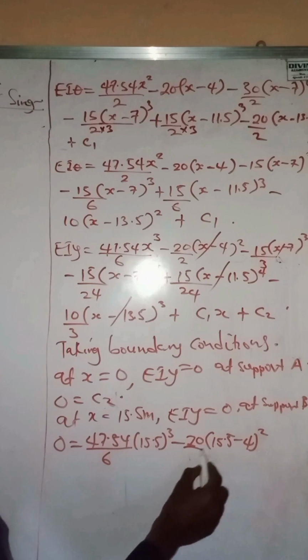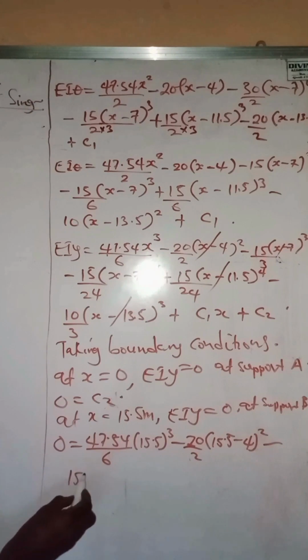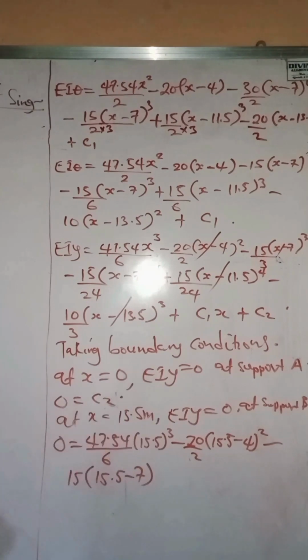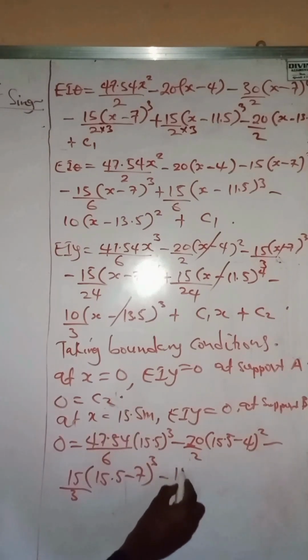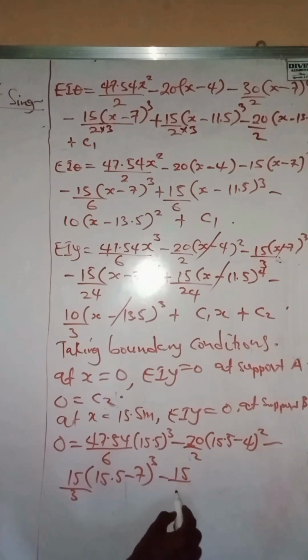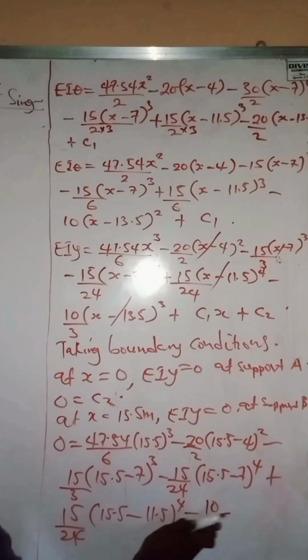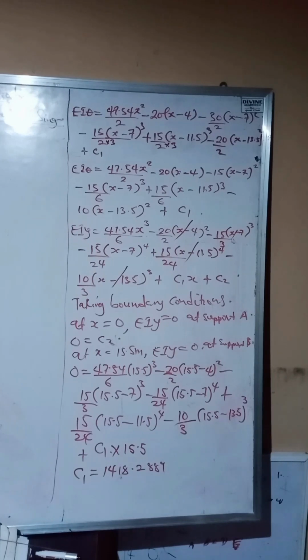Once we are able to do that in the deflection expression, we can now get our constant C1. We've already known C2 to be 0, so we need constant C1. So let's obtain our constant of integration C1. That's 10 over 3, 10 over 3 bracket. So solving this, we're going to have 1418.288 as our constant C1.